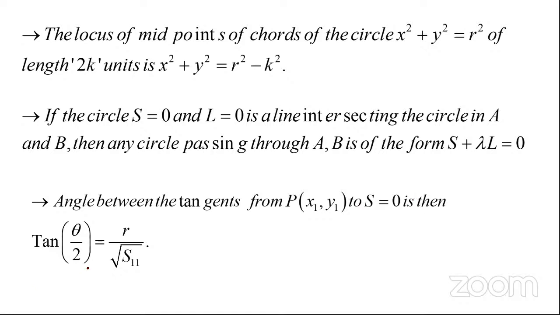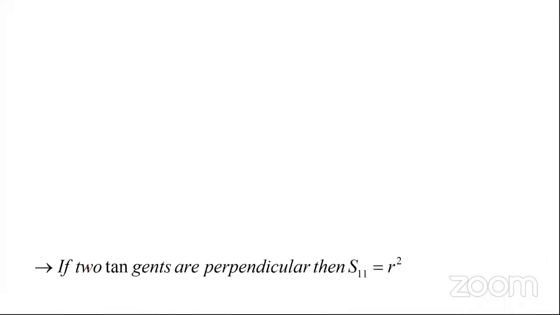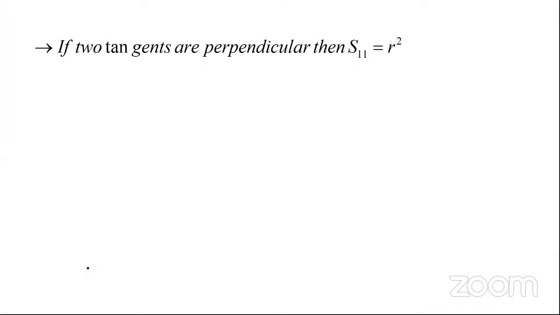Okay. Next, if two tangents are perpendicular, then s11 equals r square. So what is it saying? The two tangents are perpendicular like this. I'm taking this as the tangent. Then s11 equals r square. So you just have to check that.